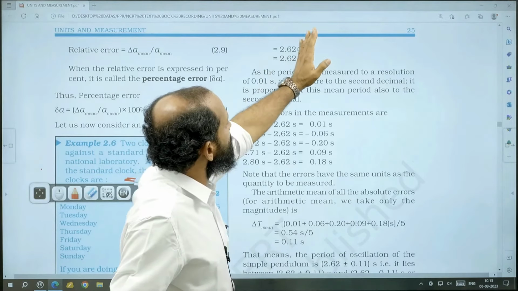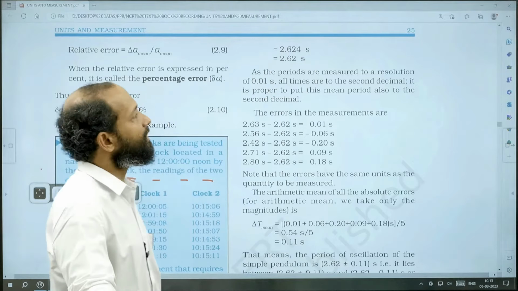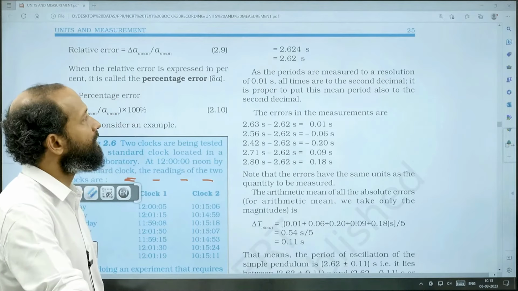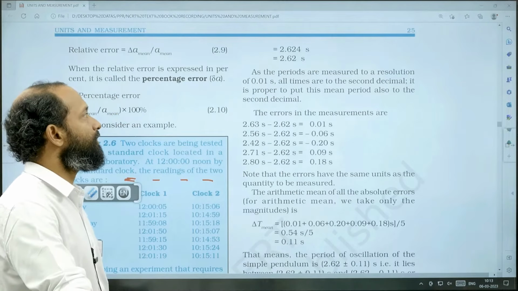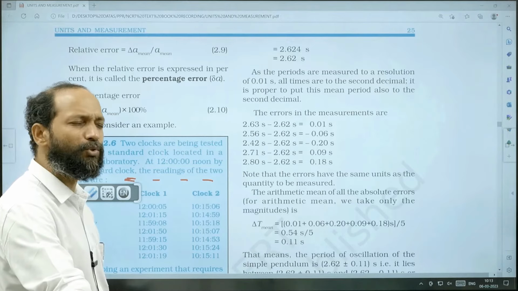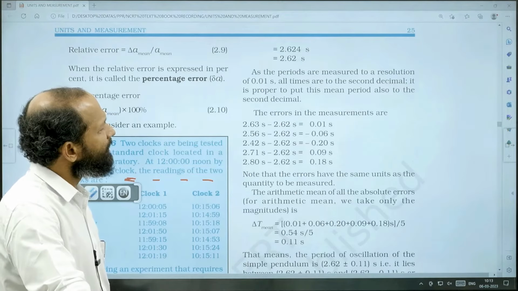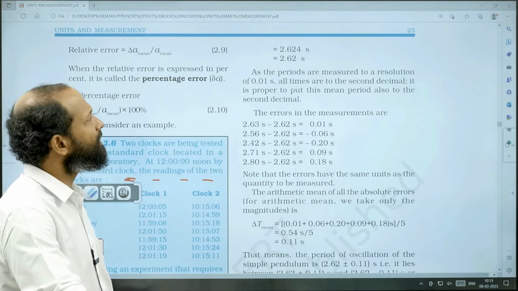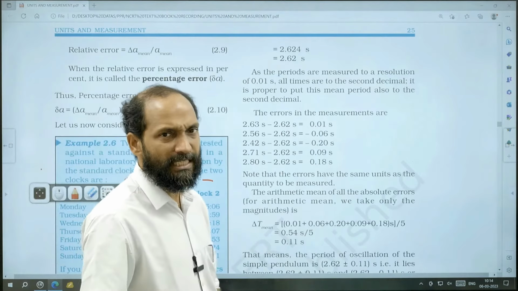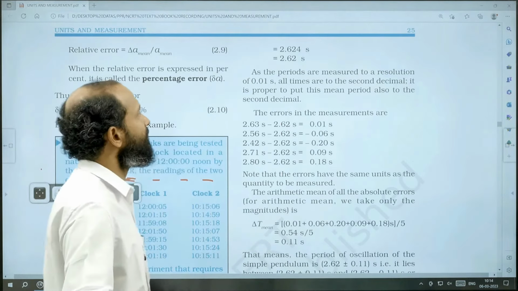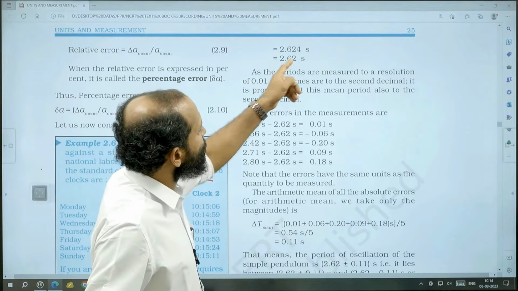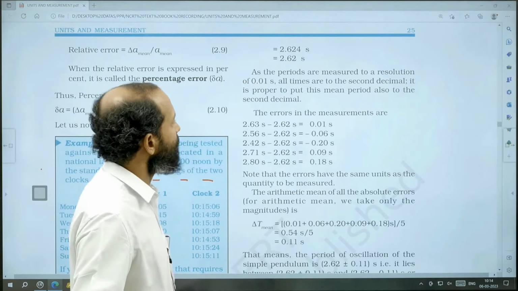In 2.624 we discard the third decimal digit, 4. Actually there are 4 significant figures, but we have precision only up to 2 decimal places. Taking the precision up to 2 decimal places, we now express that time in 3 significant figures. That's why we took 2.62, the last digit dropped.